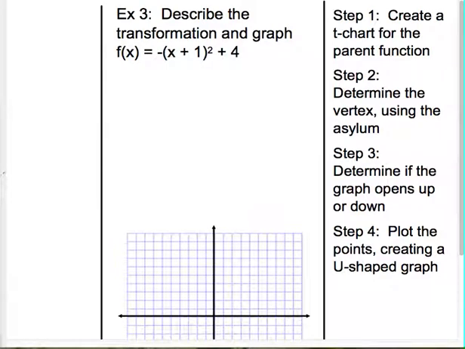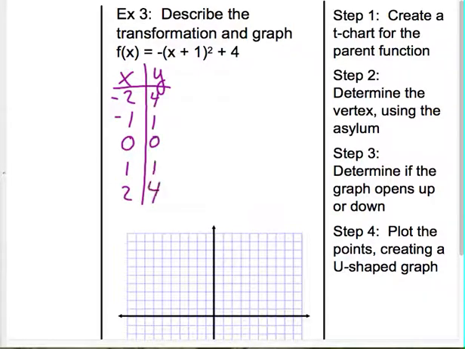So we're going to go through one more example of graphing a translation of a parabola quadratic function. So again, step one, create the t-chart for the parent function. So this is p of x equals x squared, same chart we used on the last two examples. Determine the vertex using the vertex form.